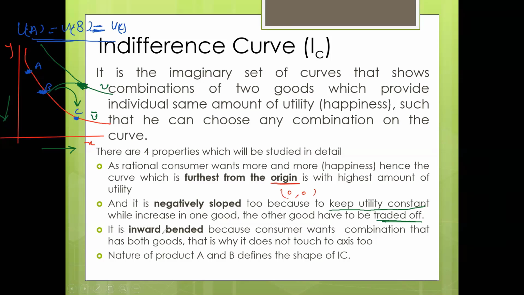Next, it is inward bended because the customer wants a combination which has both goods. That's why it does not touch the axes. I will discuss that in detail. Then the nature of the product defines the shape of the indifference curve. We'll move on to that point when we are discussing these slides. Okay, so let me clear this up.